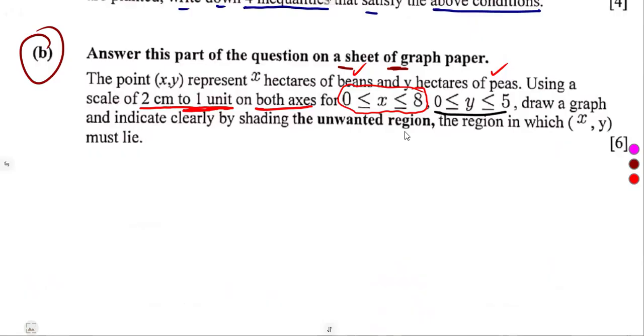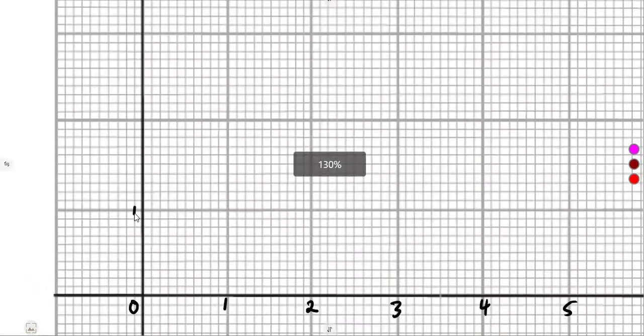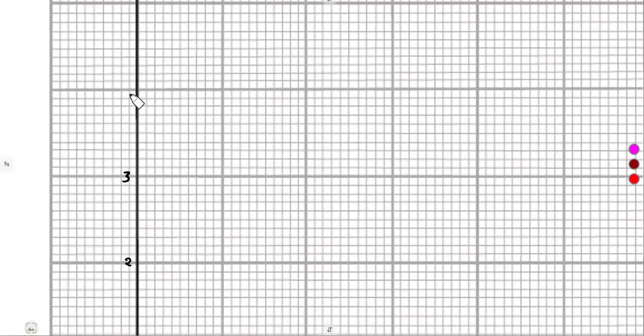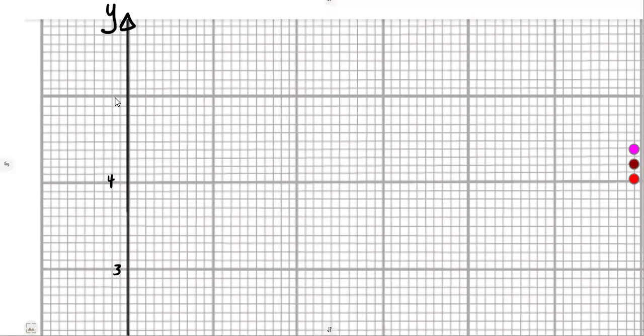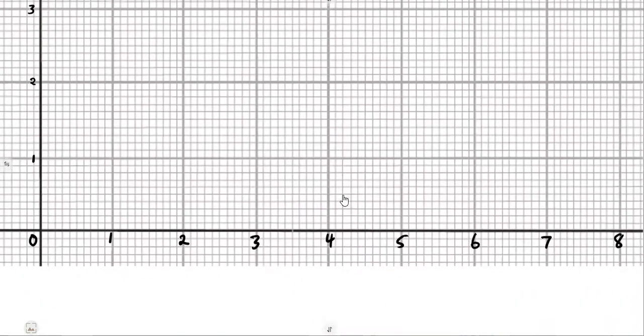In within that interval from 0 to 5. So that was going to be 1, 2, 3. Then we need 4 and 5. So that's it. So from 0 to 5. So this is what we are going to have, something like this.